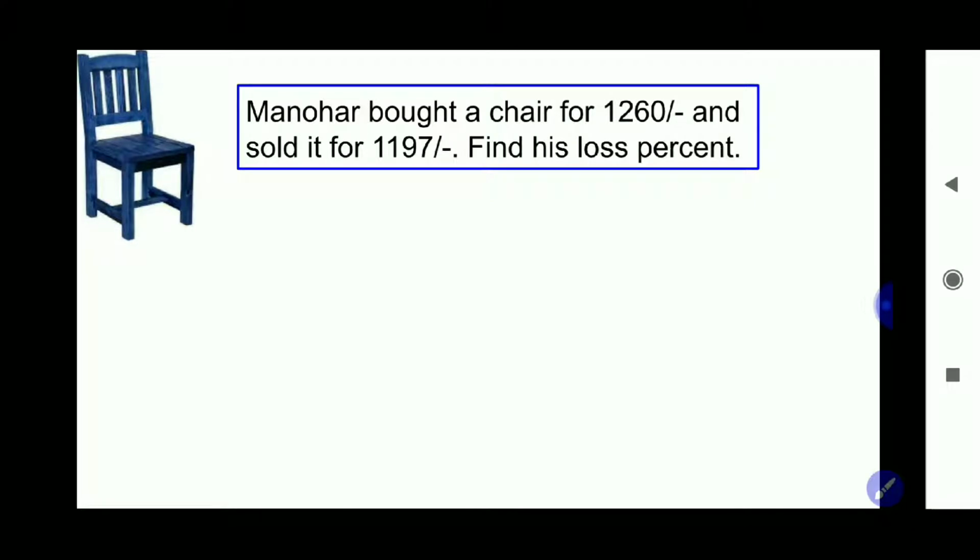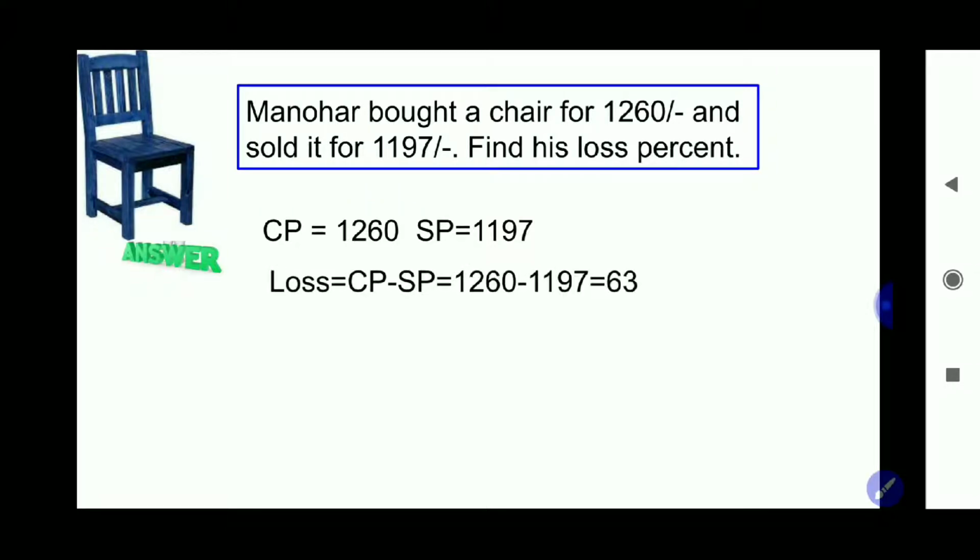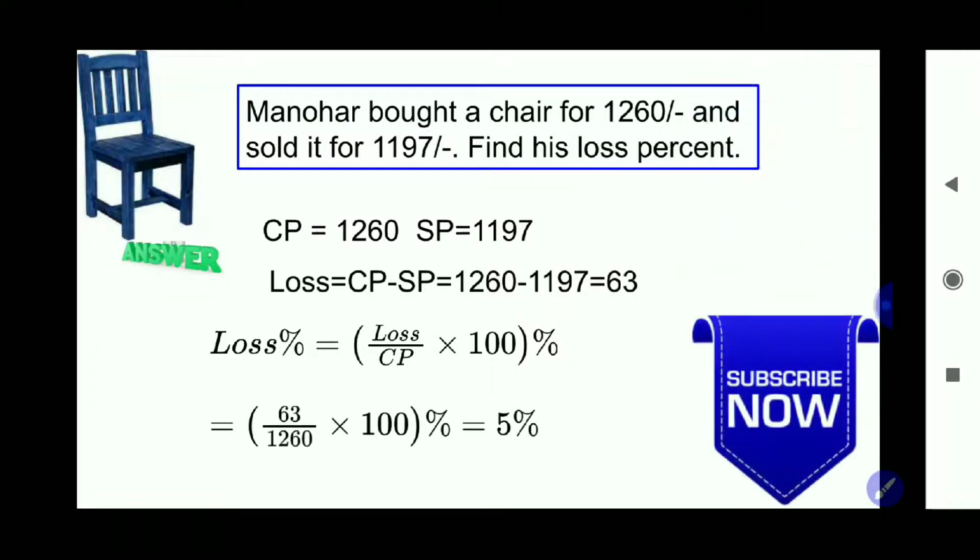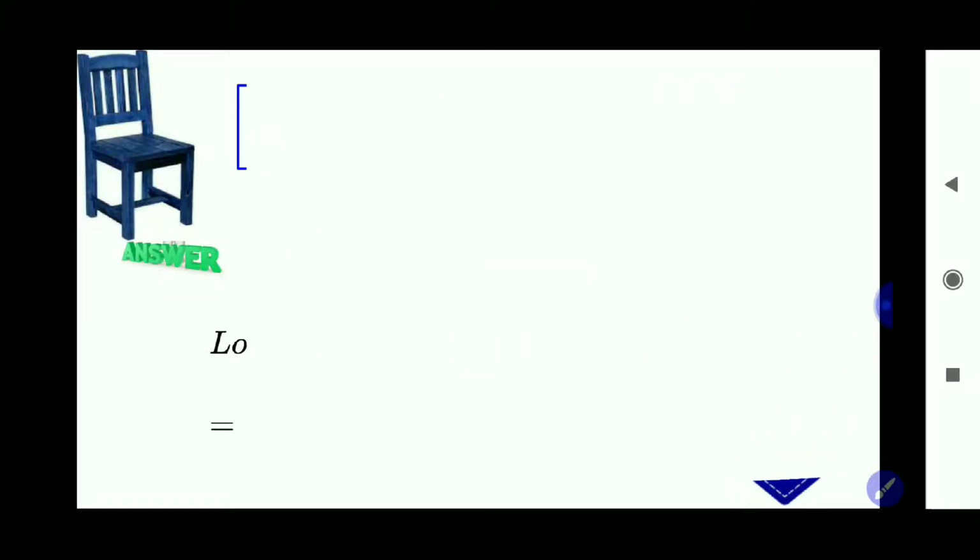One more question. Manohar bought a chair for 1260 rupees and sold it for 1197 rupees. Find his loss percent. Very simple. In this question, CP is 1260, SP is 1197, so loss is 63 rupees. And loss percentage, the formula is loss by CP into 100. So 63 by 1260 into 100. Its answer is 5%.